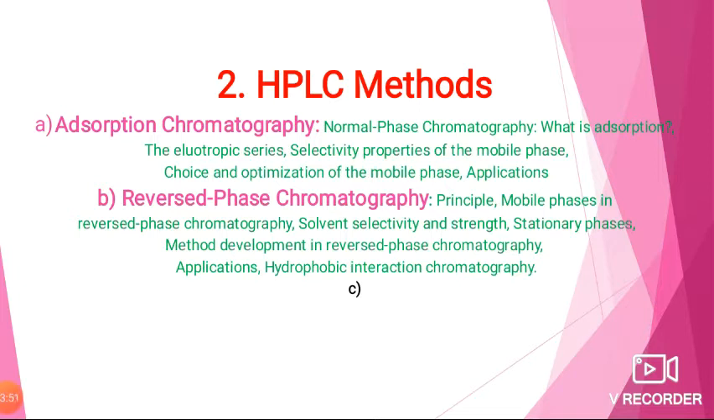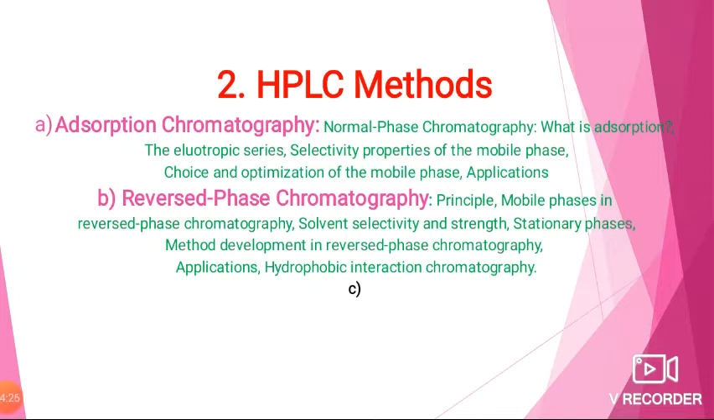First I introduce adsorption chromatography. In adsorption chromatography, there is some introduction. Then which normal phase chromatography is used in that adsorption chromatography. Then the eluotropic series, and the selectivity properties of the mobile phase are also seen in that chapter. Some choice and optimization of the mobile phase and its application. This is all about adsorption chromatography.